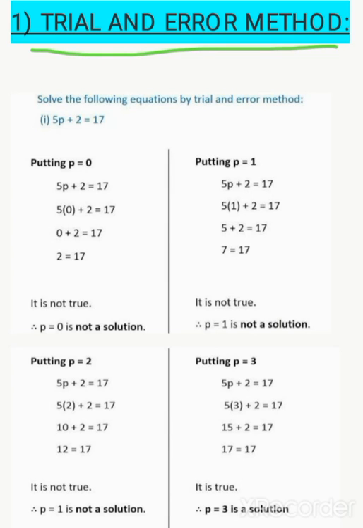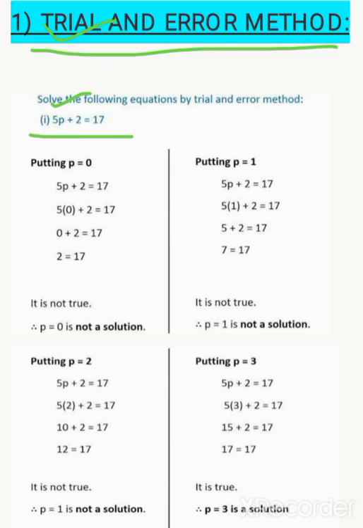We will discuss it with the help of an example. Let us take the example 5p plus 2 equals 17, and we have to solve this linear equation with the help of the trial and error method. Basically, solving a linear equation implies finding the value of the unknown quantity, that means finding the value of the variable. Here the variable is p, and we have to find the value of this variable p. In the trial and error method, we start from 0 and we put all the values in the equation.